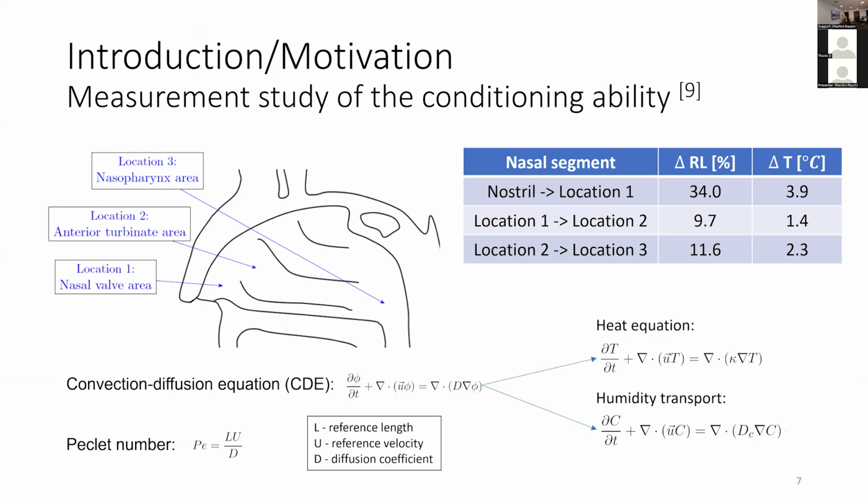And therefore, we needed to think, okay, how do we numerically implement it? We have this convection diffusion equation. We introduced the Péclet number and needed to solve 2 additional convection diffusion equations, one for the heat equation with the thermal diffusivity, and one for the humidity transport with the concentration coefficient.